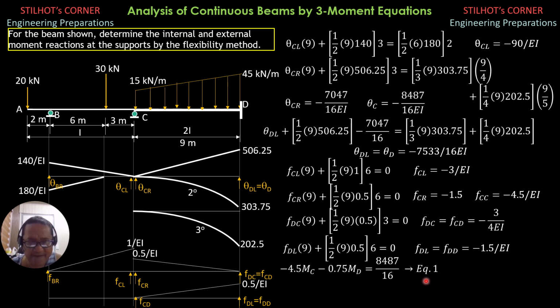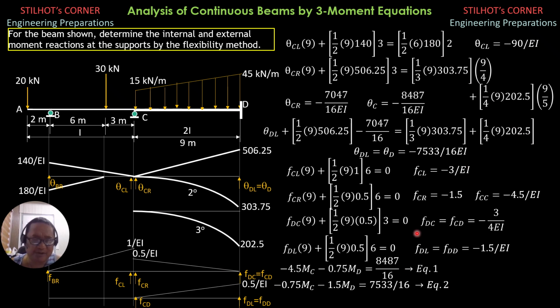Likewise, FDC, which is equal to FCD, negative 0.75 of MC, plus FDD, which is negative 1.5 times MD, plus theta D equals 0, or equals negative of theta D. So equals 7533 over 16. So that is 0.75 of MC, then negative 1.5 of MD equals positive 7533 over 16, equation 2.